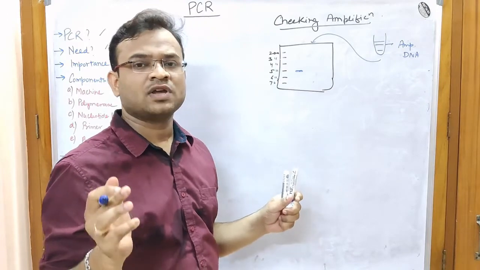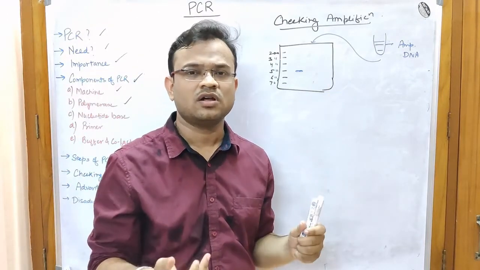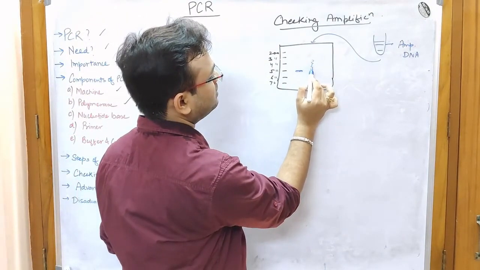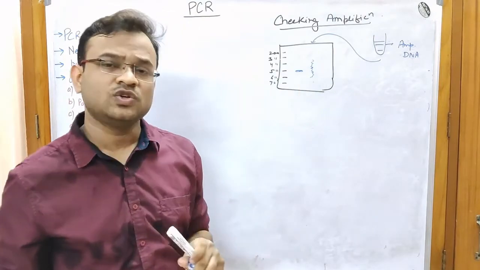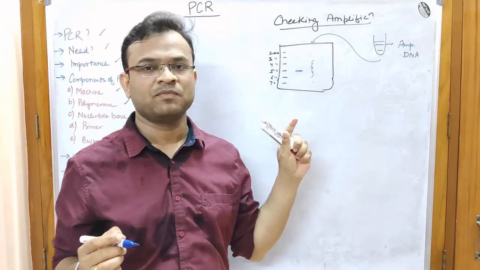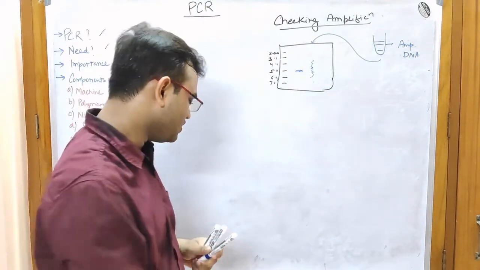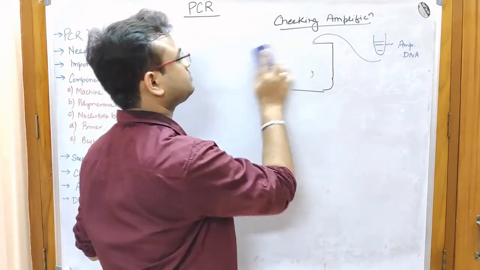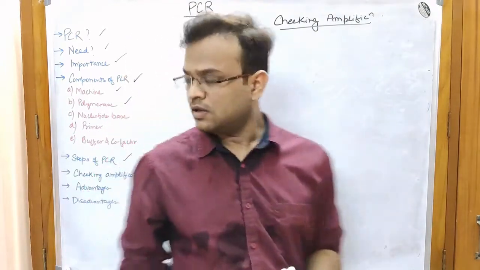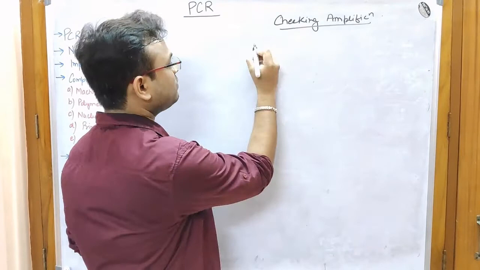But suppose you did not perform the experiment as per protocol, or something went wrong in the experiment, what would you get? You would get a smear just like this. You won't get a solid band at the required or relevant site. Okay, so this is how you can check your amplification with the help of a gel. So this was about checking amplification. Now let us move on to advantages.